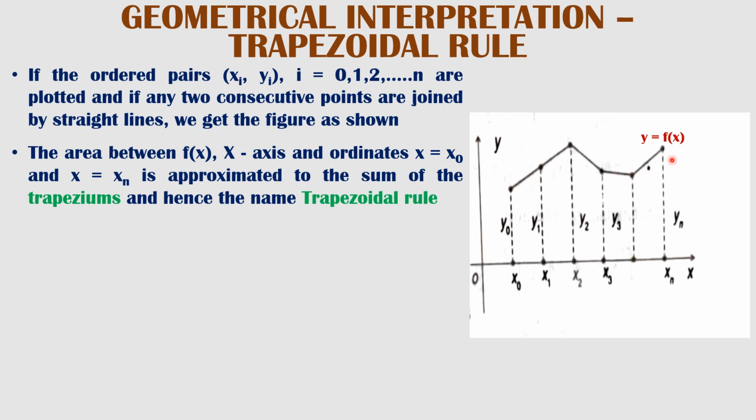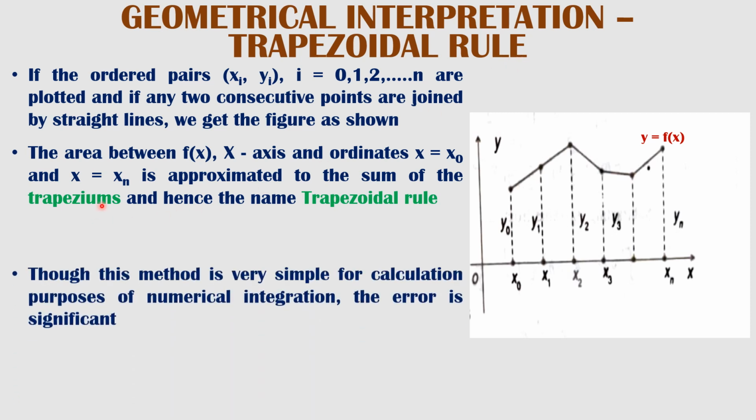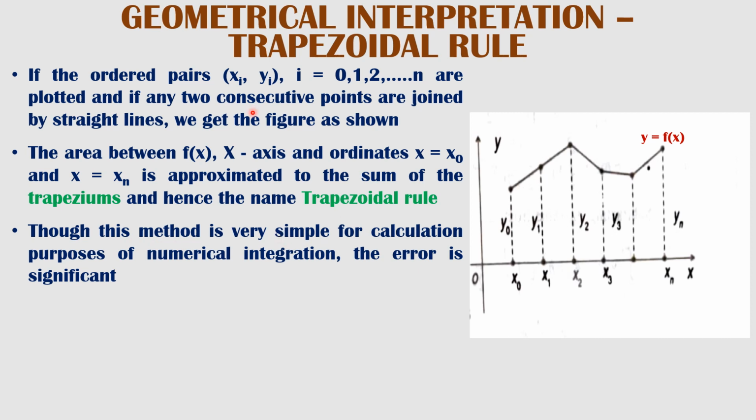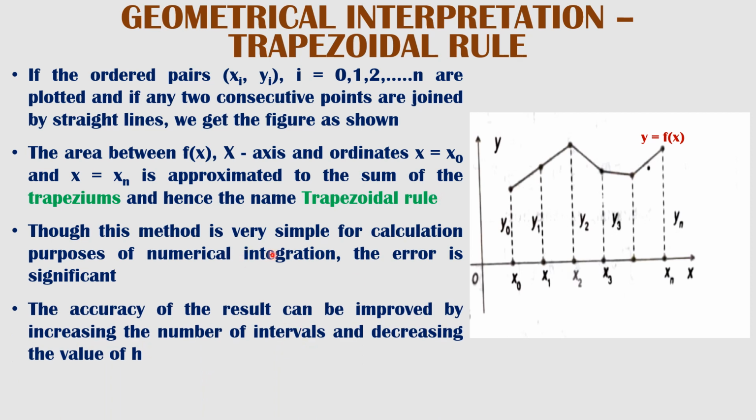So in this graph, we can see that when you cover the area between the curve y is equal to f of x, and this is your x-axis, and the ordinates x is equal to x0 and x equal to xn, now you can see there are so many trapeziums here. Therefore the name trapezoidal rule comes from the sum of the trapeziums. Though this method is very simple for calculation purposes, the error is significant. The accuracy of the result we can improve by increasing the number of intervals or decreasing the value of h.